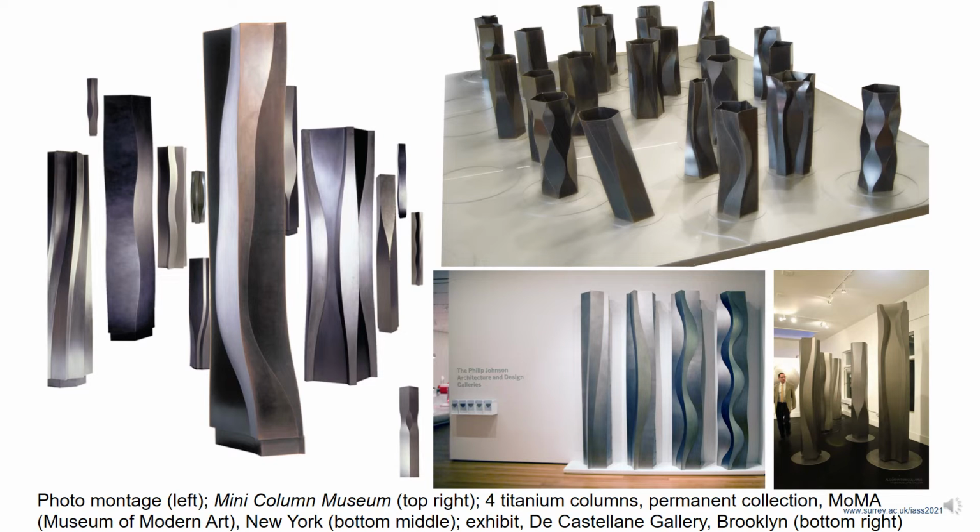Here are the many variations we made. Left shows a photo montage of various columns. Top right shows a collection of mini columns. Bottom right is from an exhibition at a gallery, and the middle bottom shows a series of 4 columns in titanium commissioned by the Museum of Modern Art, New York, for their permanent collection. This was the first time titanium was curve folded.